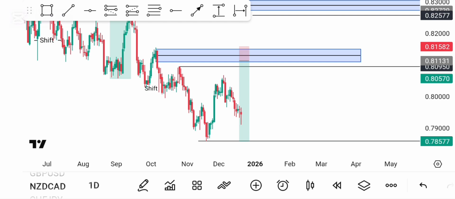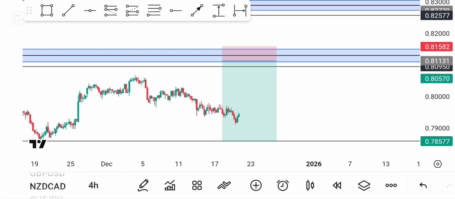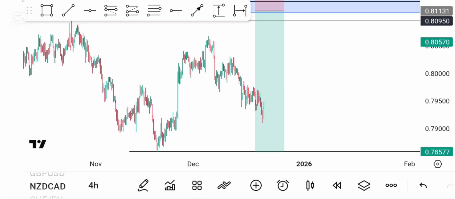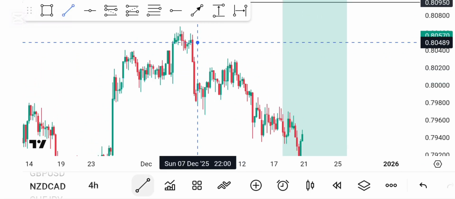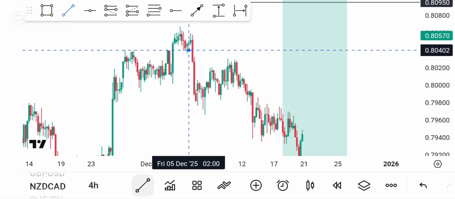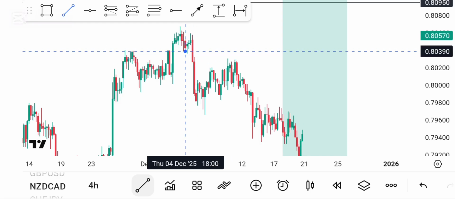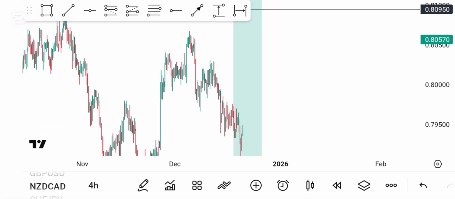Then maybe let's scale down to the 4-hour time frame to see some other perspective. This is the 4-hour time frame. I'm actually seeing another setup here, but the setup is close. This one is close to the previous one at the top, so I'm not going to take this. So what I'm expecting this market to do now is this.